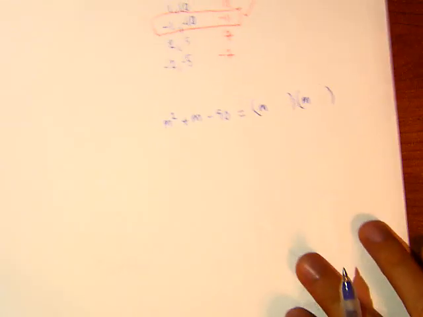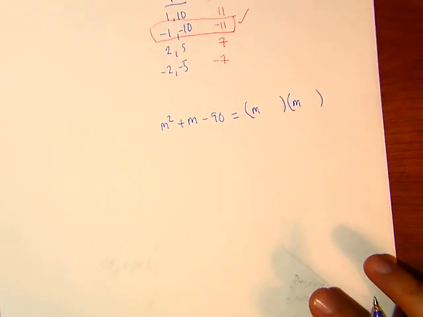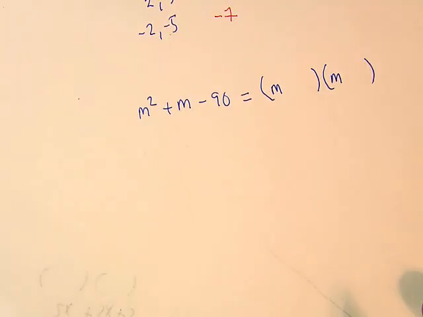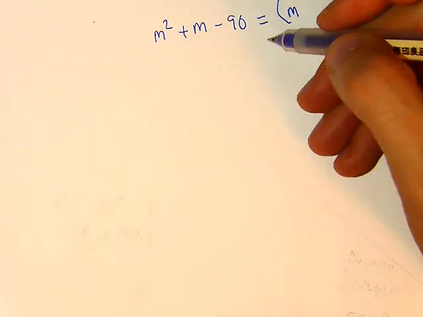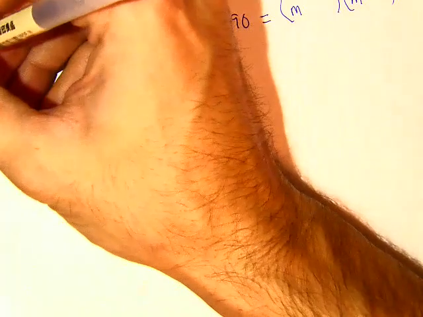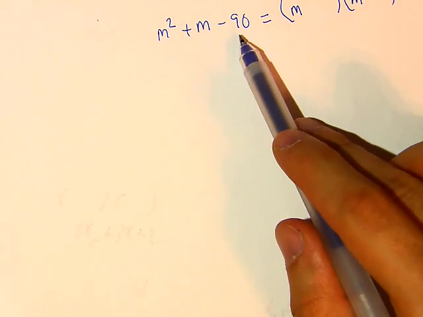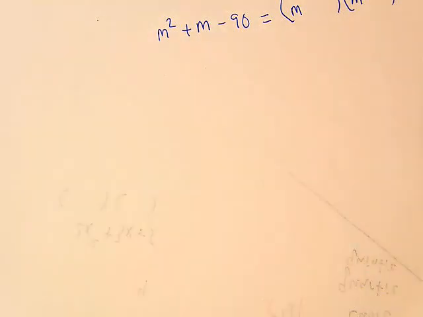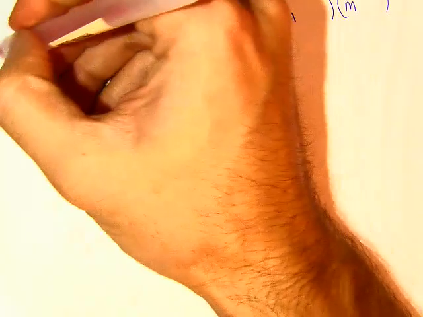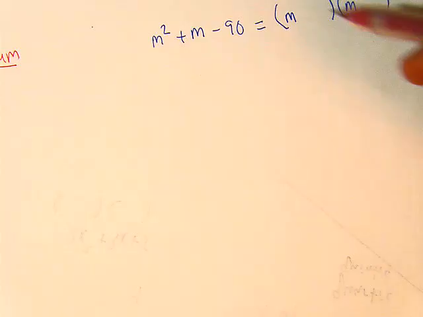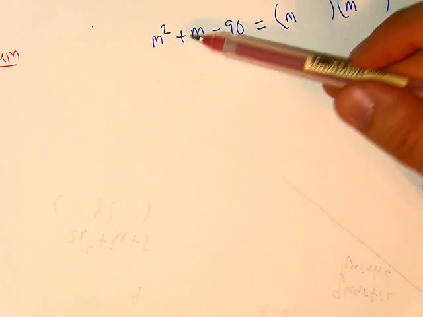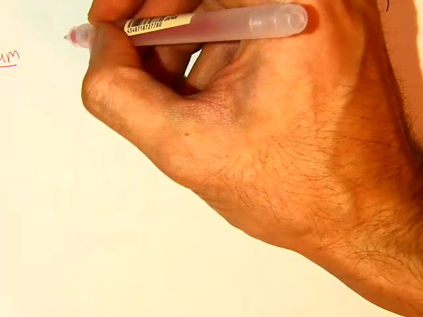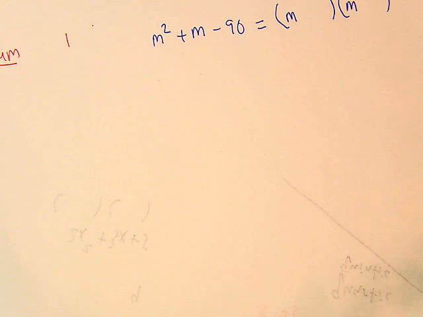If I have negative 90, what do you need to do? First, find the factors of 90. So this is negative 90. What two numbers, when you multiply them, give you negative 90, but the sum, what will our sum have to be? What is the b here? It's a positive 1. So we want positive 1 somehow. That's what we want.